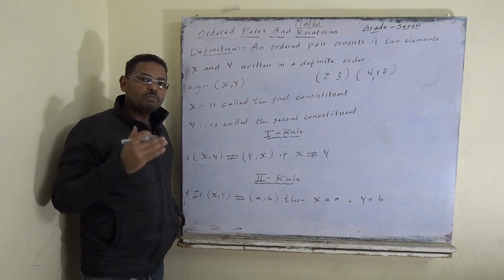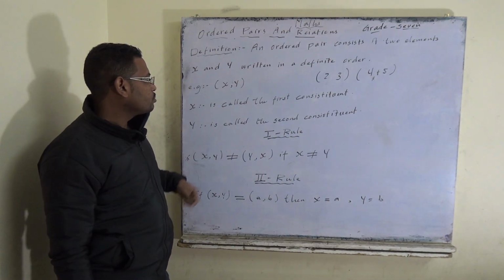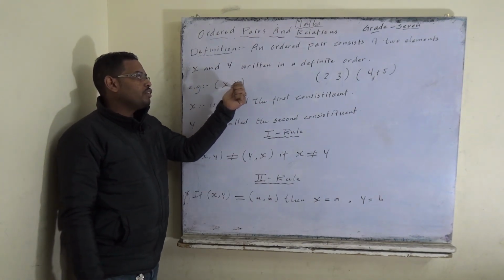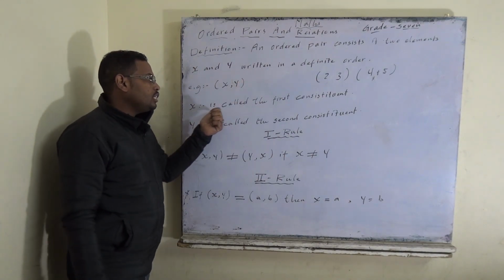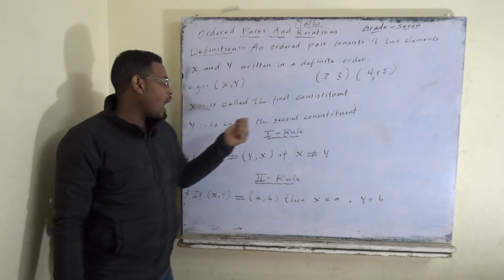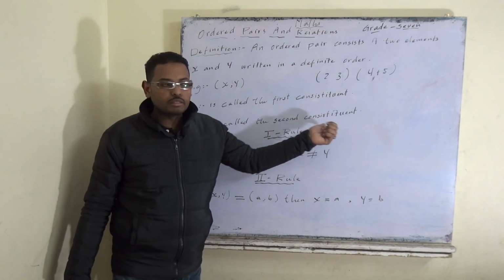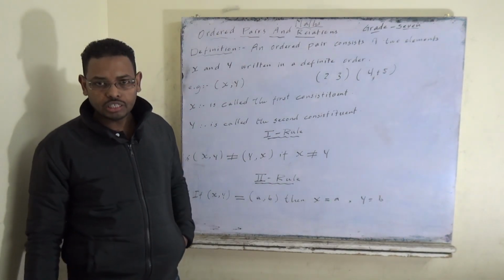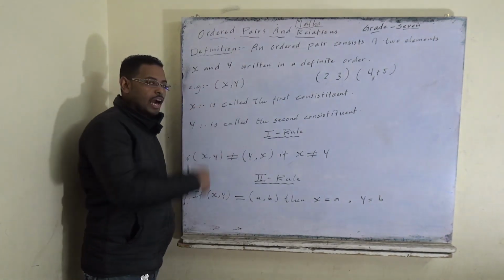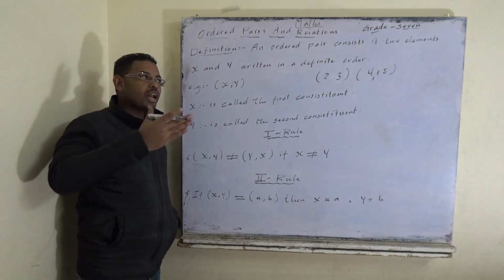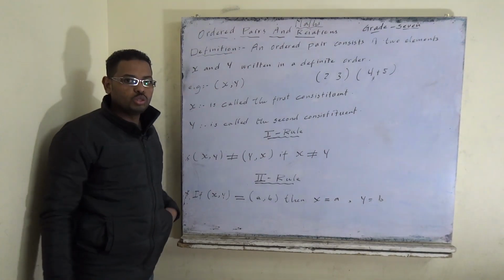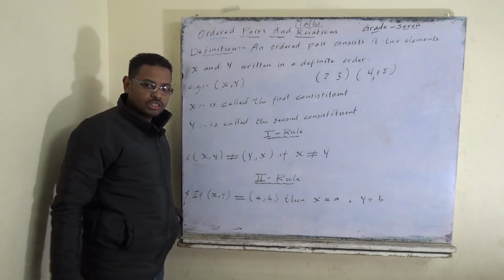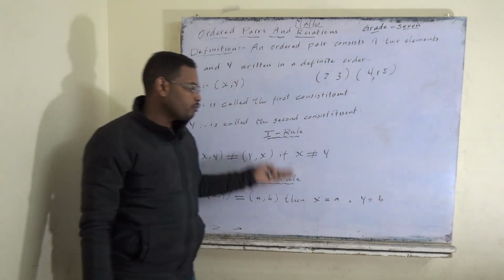Now let's move on to what is written here. Here we have x and y. Then x is called the first constituent, and y is called the second constituent. That means x is the first term, and y is the second term. These are their names. Whenever you are asked about their names, you should know which one is the first and which one is the second.